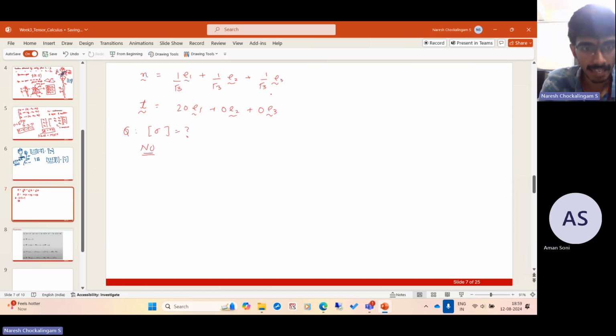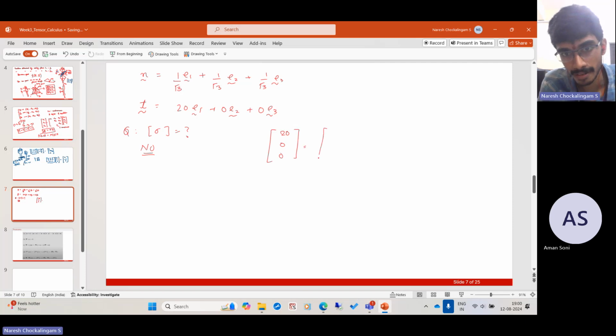The reason is that if you write its components this way, the traction is 20, 0, 0. The stress tensor is sigma 1 1, sigma 1 2, sigma 1 3, sigma 2 2, sigma 2 3, sigma 3 3, and this part is symmetric. And you have the normal 1 by root 3, 1 by root 3, 1 by root 3.